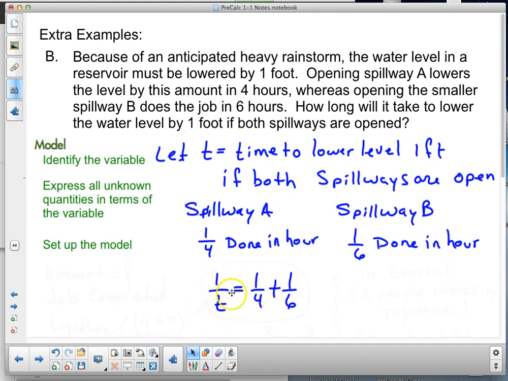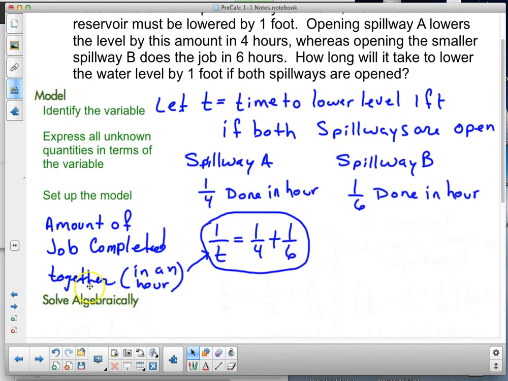So what I have here is that 1/4 of the job will be done in an hour by spillway A, and 1/6 of the job will be done in an hour by spillway B. Together, in 1 hour's time, 1/t of the job is done, so that t is the time in hours of how long the job will totally take. That's what we're solving for, is t. So the amount of job completed together in an hour is this, okay?